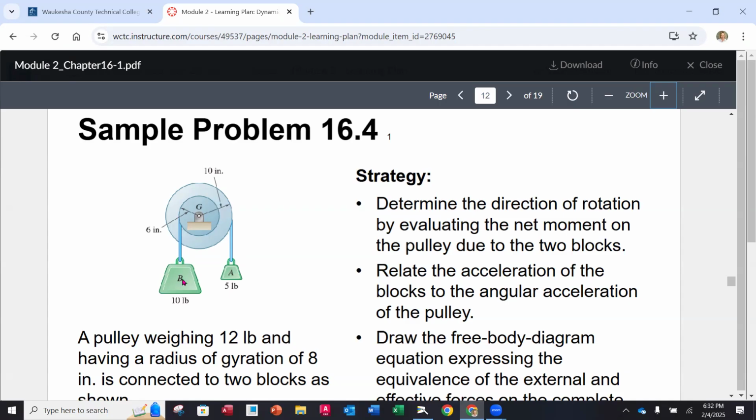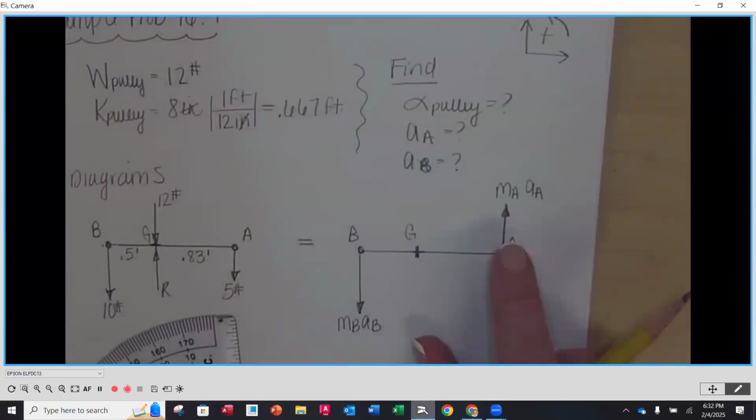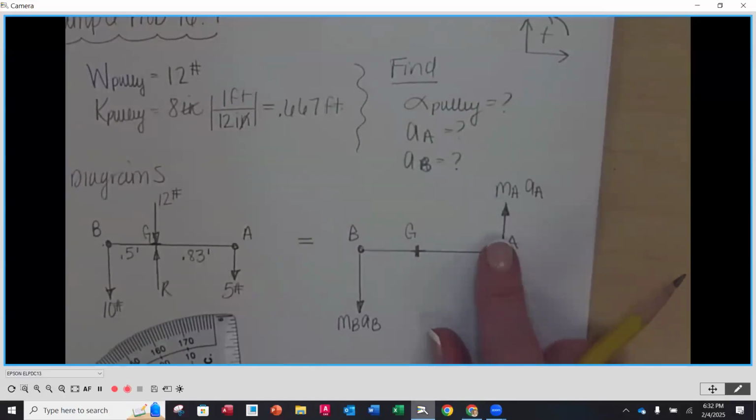B is going to go down. What's going to happen to A? It's going to go up. That's why when I go underneath here, that's the direction of the mass and the acceleration for A. But again, if you don't put it in the right direction, that's okay. It'll come out.